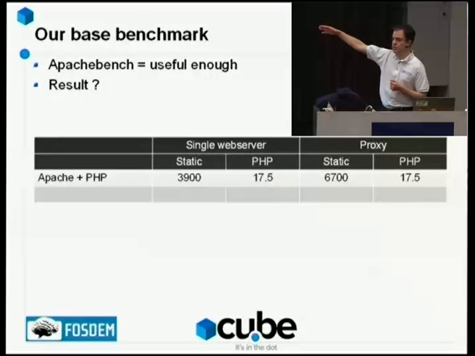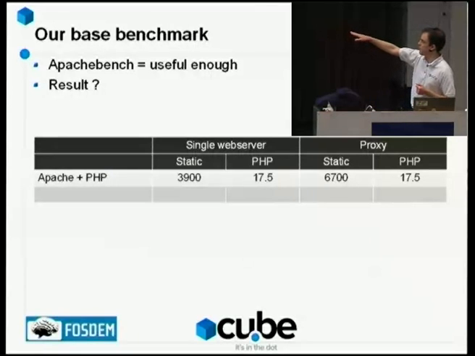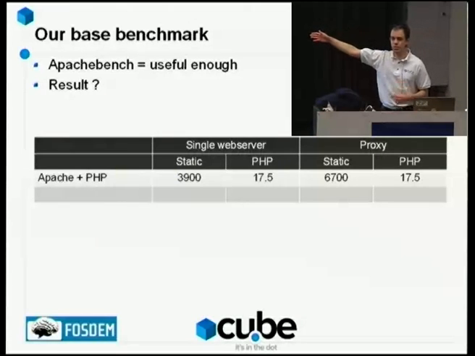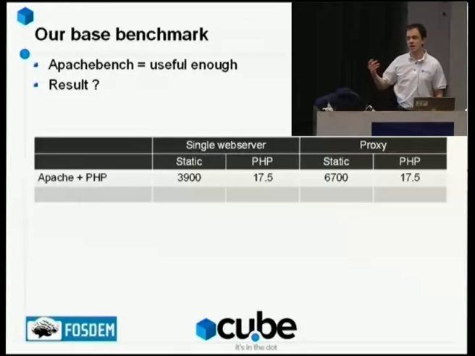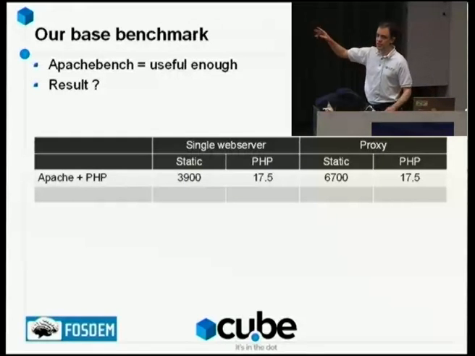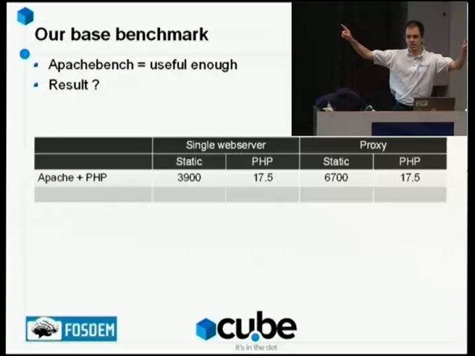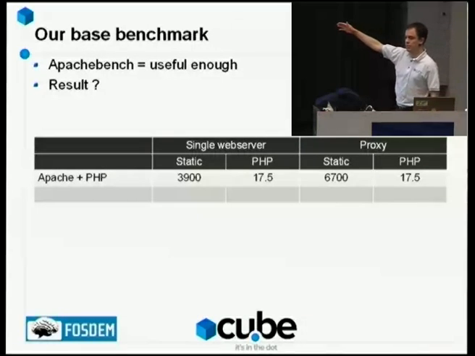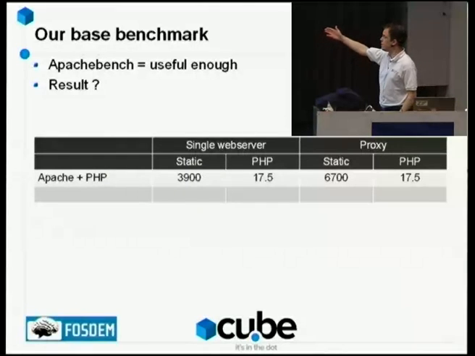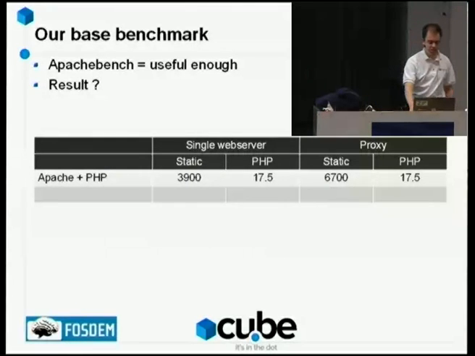And we also test using PHP. Now what we see is static, of course. If we use Apache and PHP, you get a lot of hits, 3,900 on one system. And you get 17.5 requests per second on a dynamic page, which is not a lot. If we run that through a proxy, which means we're going to access both web servers, we see that the static almost doubles, which is what we would expect, but the PHP side doesn't increase.